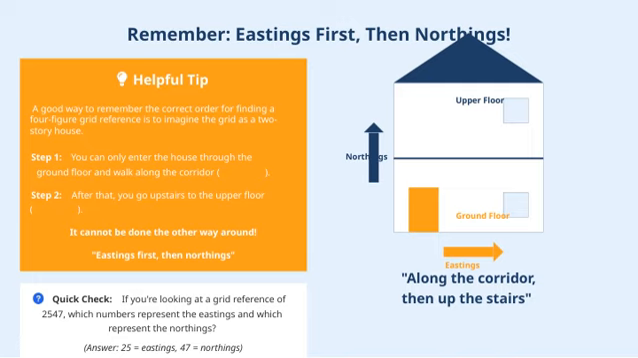So just picture the house, ground floor for eastings, upper floor for northings. Always follow that sequence, along the corridor first, then up the stairs. This way, you'll consistently get the right grid reference every time.